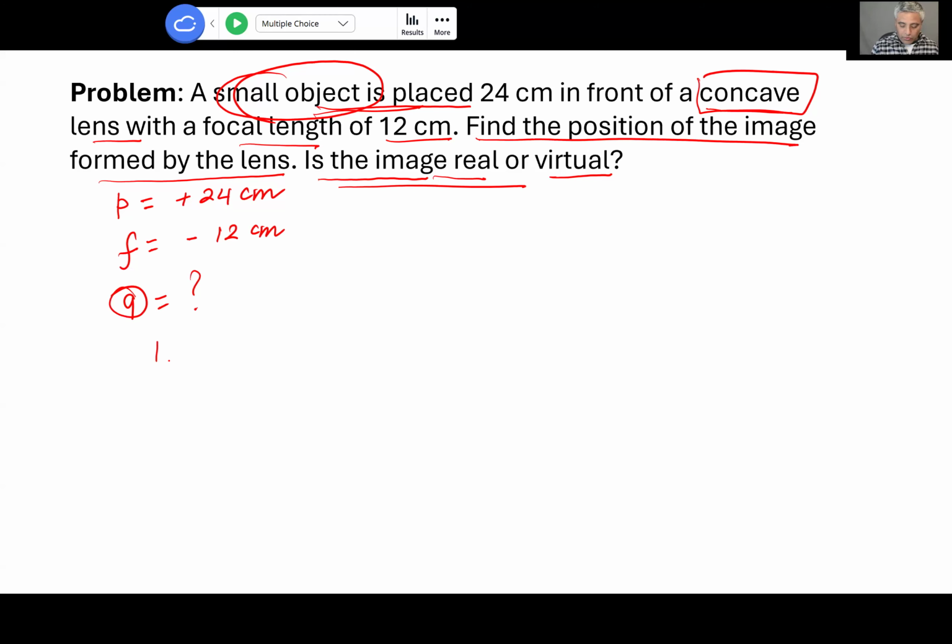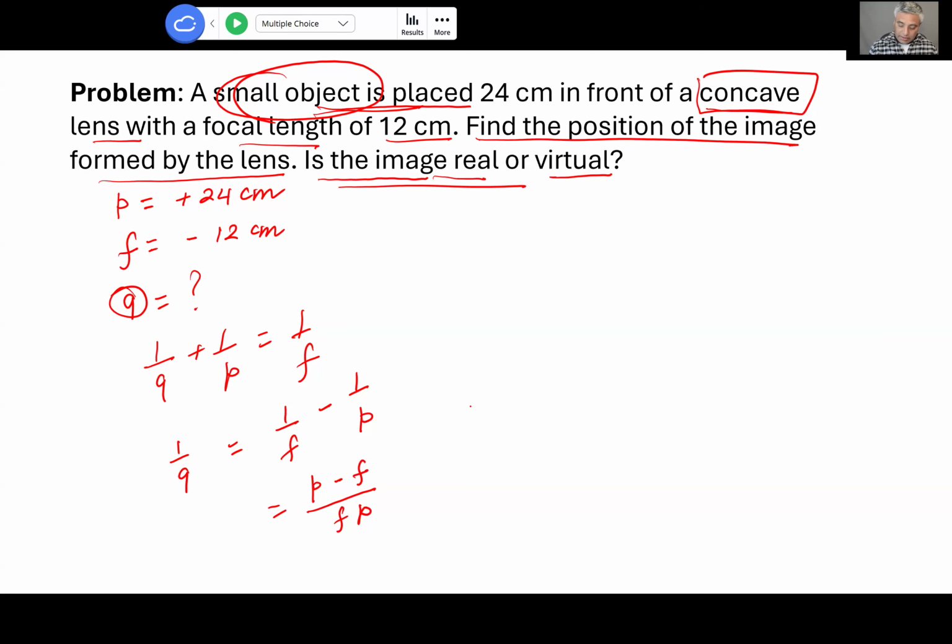So 1 over Q plus 1 over P is 1 over F, and we can write this in any order we like, but Q and P have to be on the same side and F has to be on the other side. So 1 over Q is 1 over F minus 1 over P. Now should I plug in numbers, or maybe let's simplify this a little bit using our knowledge of algebra.